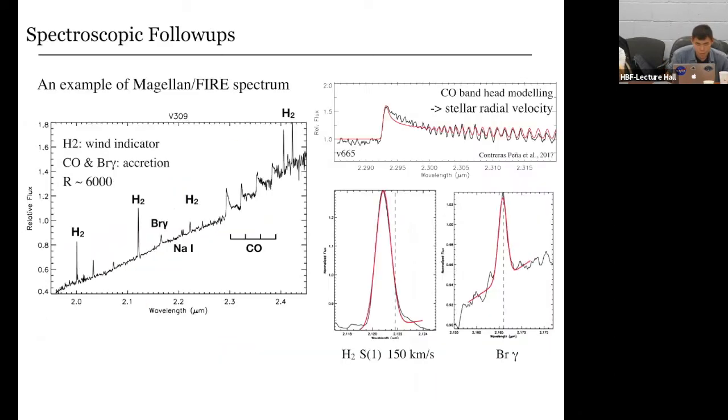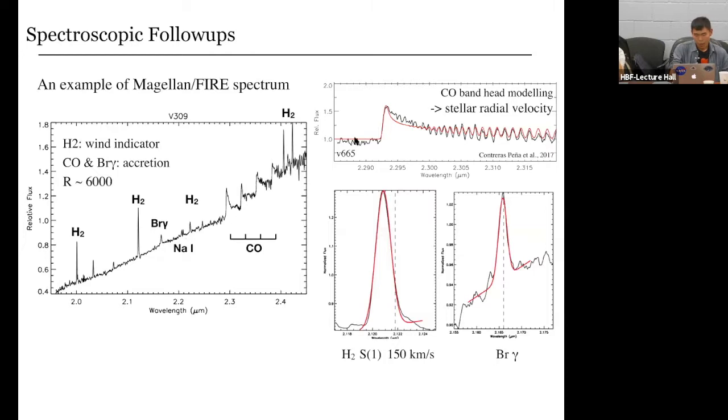So yeah, here is a nice example of the emission spectra of young stars. This is V309, a very nice eruptive object. We can see many emission lines in the spectra, including hydrogen, molecular hydrogen, and also Brackett gamma with a broad line profile. And also the sodium-I doublet around 2.2 micron. And the most important is the CO band emission beyond 2.3 micron. All of those can tell us many physics around those stars.